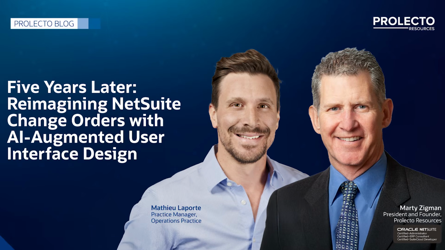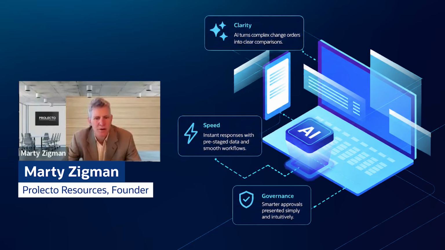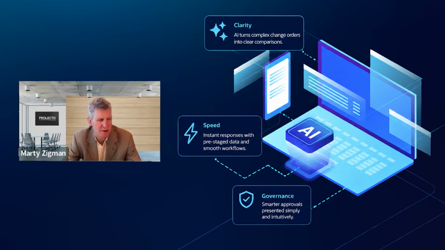So I'm having a conversation with Mathieu Laporte, who originally designed the Prolecto change order concept, which is part of our business process automation library, or what we call BPA. And more recently, in a conversation with a client that's been using it for a couple of years, with the recent work that Matthew's been doing with AI-augmented capacities, which we have been talking about in the past, Matthew saw a whole other opportunity to make the change order process much more enjoyable for users that are doing this day in and day out.